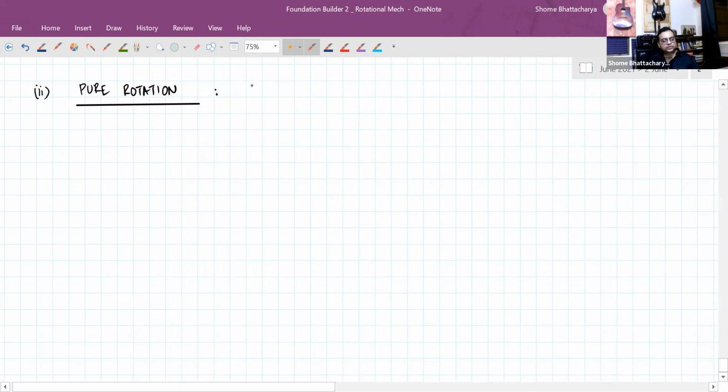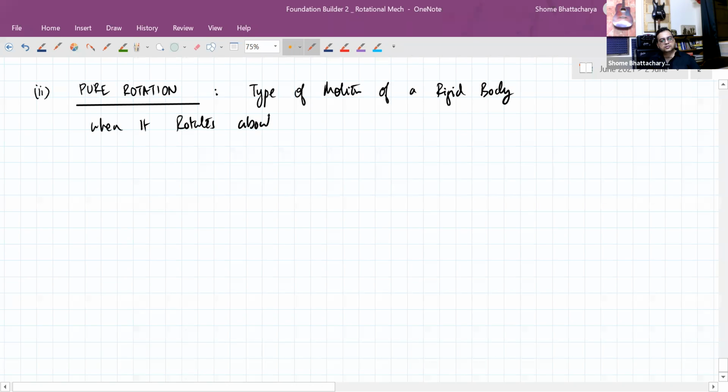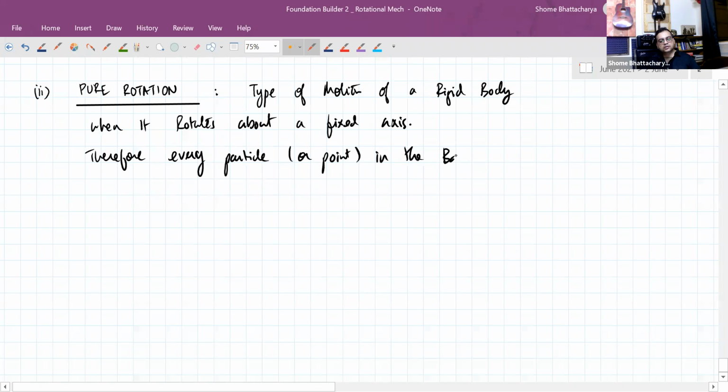So this is the type of motion of a rigid body when it rotates about a fixed axis. In that case, what happens is every particle within the rigid body, every particle or point in the rigid body, is in circular motion about a common fixed axis.